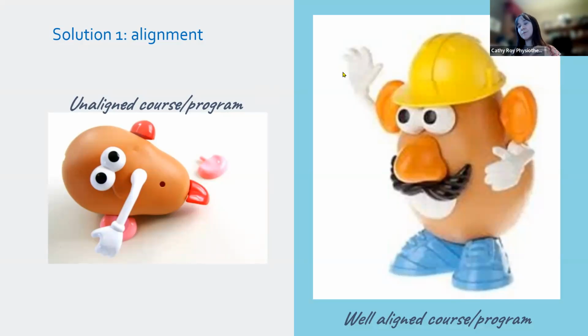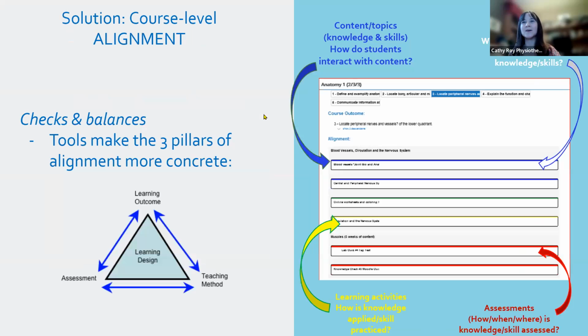But it just goes to show that you can end up with these curricular gaps or duplications if your program is not aligned within a course or within the whole program. So we want to have Mr. Potato Head look like he does here on the right, with all the parts in the right place, which is harder than it looks. So how does CourseFlow help with this?